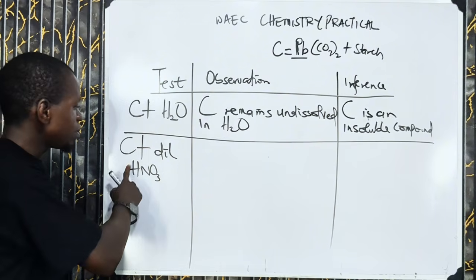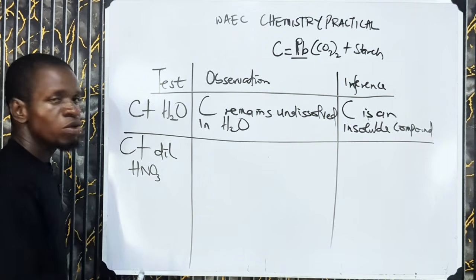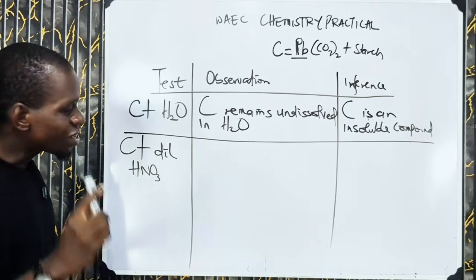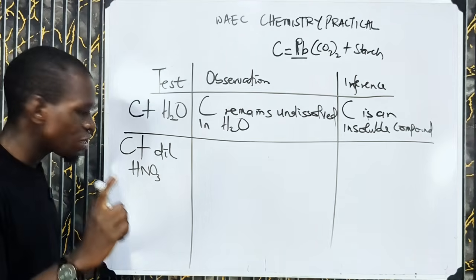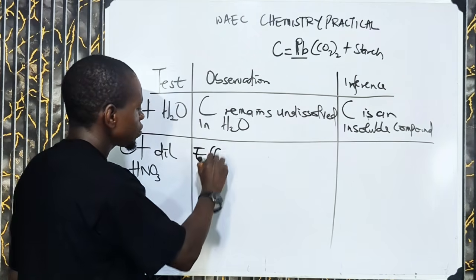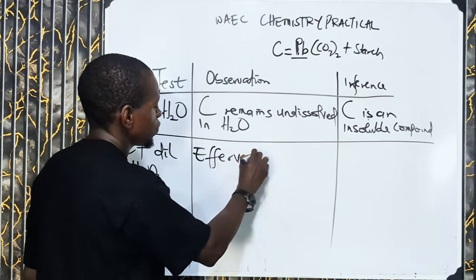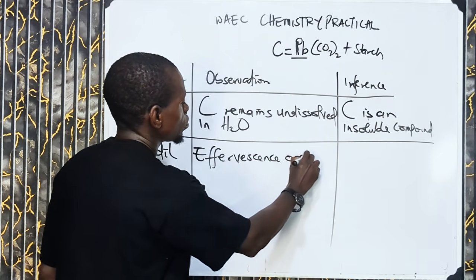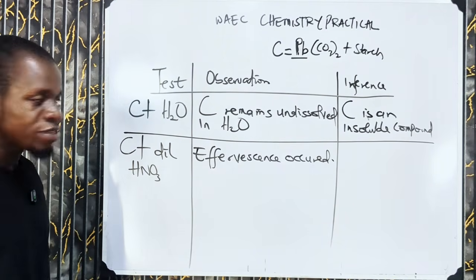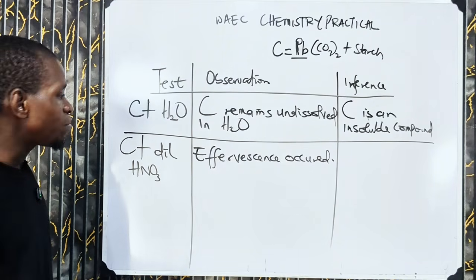Now they say C plus dilute HNO3. What is going to be your observation, or what are you going to observe? Now the next thing you are going to write, please pay attention to this. What you're going to write is what now? Effervescence occurred. This is a point. This point has a mark. So you write effervescence occurred. This has a mark now.